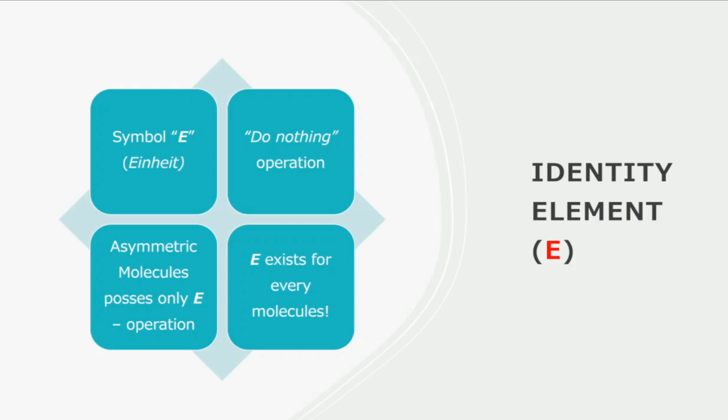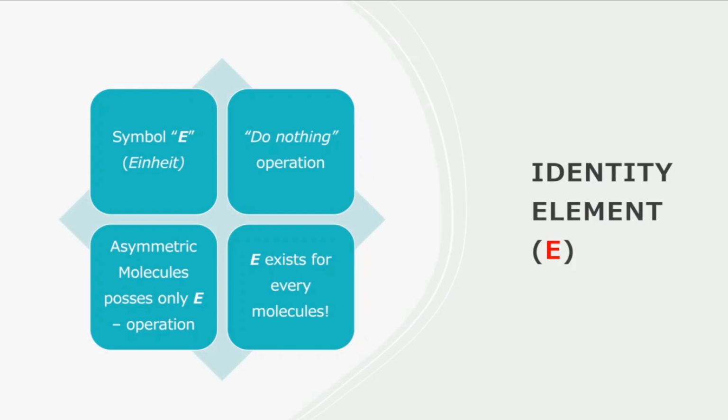So in our case also, in molecular symmetry, we need an element which commutes with all other elements, and that is none other than this identity element E. That's why we have included E in the symmetry operations group.